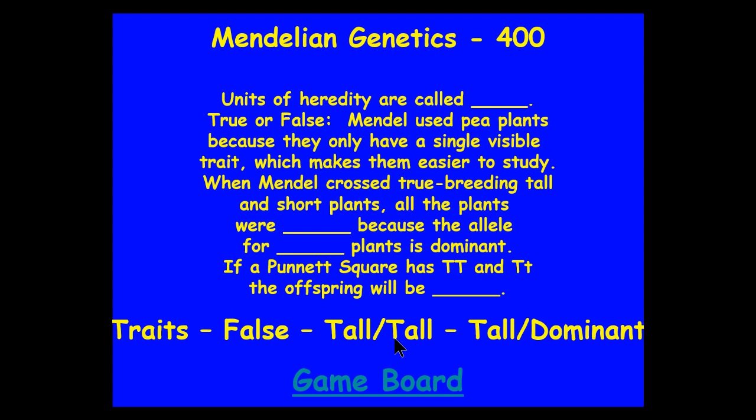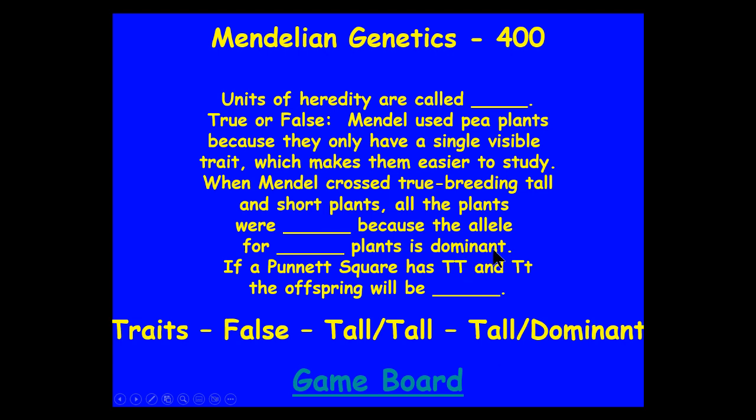Remember, they were all big T, little t, and he was probably scratching his head going, what the heck just happened? Because I know I used a seed from a short plant. Okay. Let's see. If a Punnett square has big T, big T, little t, the offspring are all going to be tall. Okay. Or the offspring are all going to show the dominant trait.